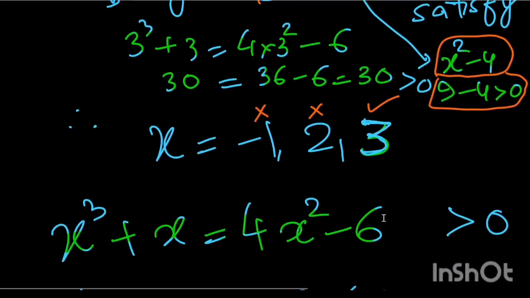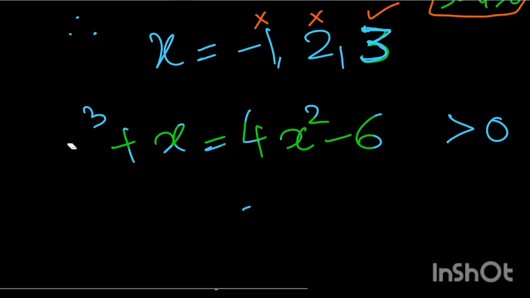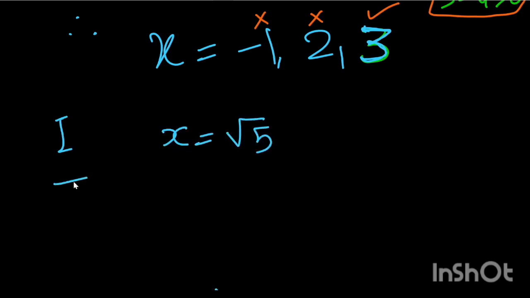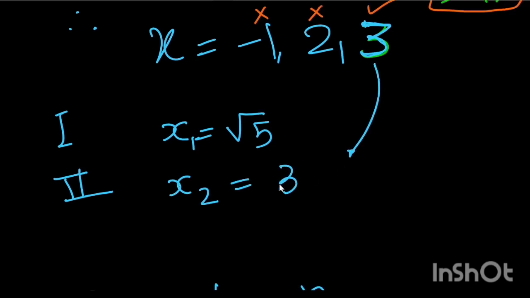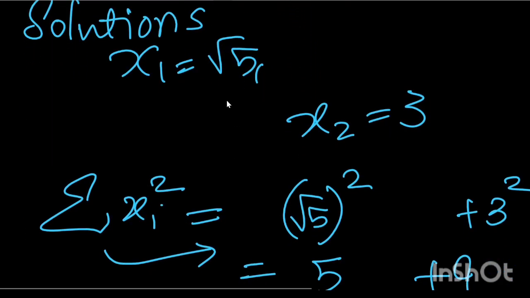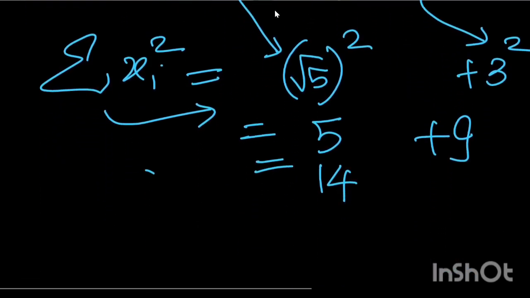So from case 1, guys, what we got? From case 1 we got the root x equals plus root 5. From case 2 we got root as 3. So 2 roots only we got. So the sum of the squares of these two solutions: root 5 square plus 3 square, which is 5 plus 9, 14 is the answer, guys.